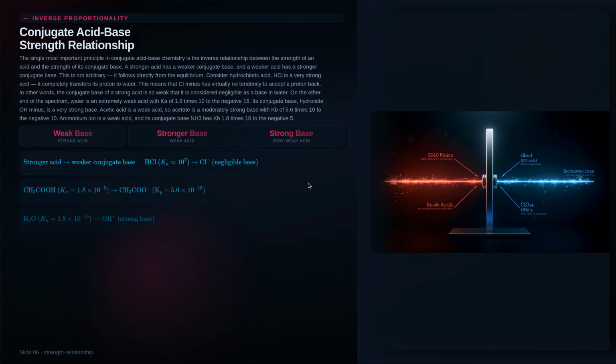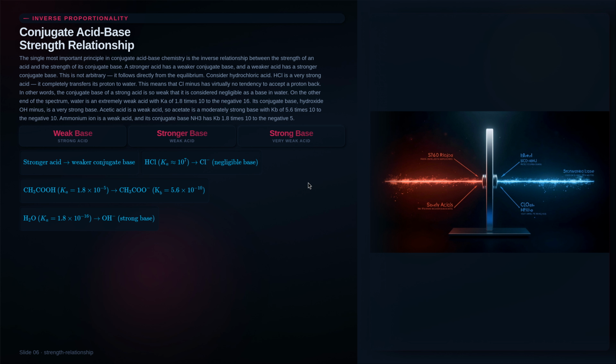The single most important principle in conjugate acid-base chemistry is the inverse relationship. A stronger acid has a weaker conjugate base, and a weaker acid has a stronger conjugate base. This follows directly from equilibrium. Consider hydrochloric acid. HCl is very strong and completely transfers its proton. Cl- has virtually no tendency to accept a proton back. The conjugate base of a strong acid is negligible as a base.